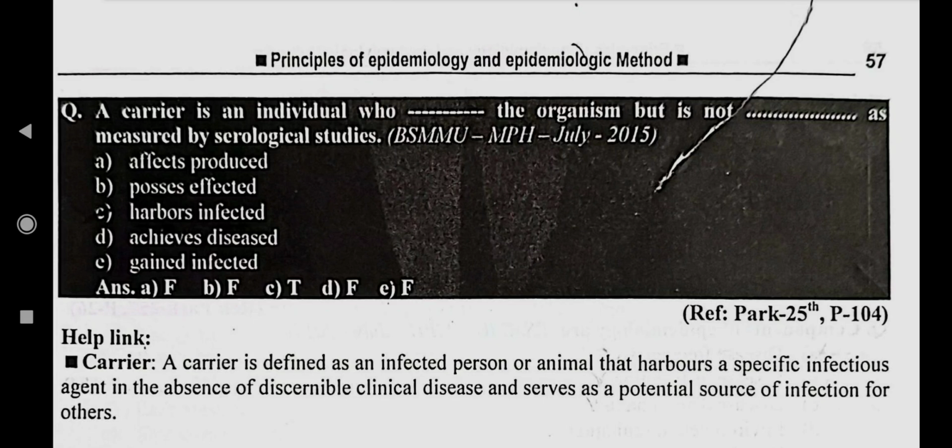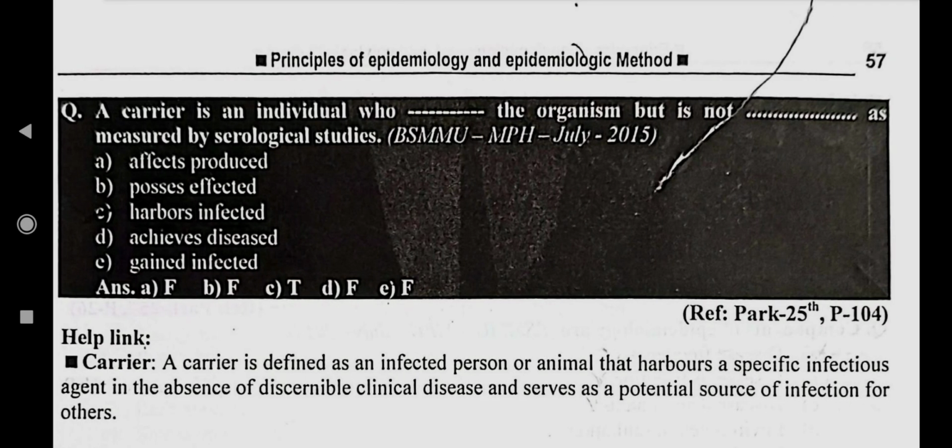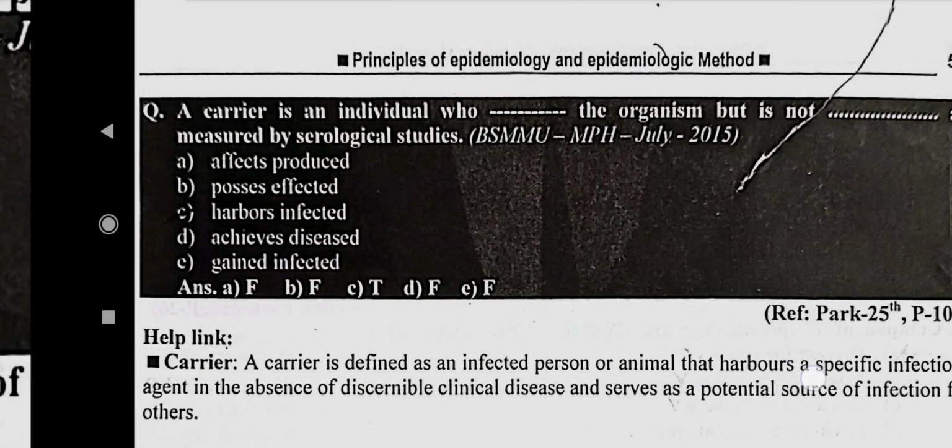A carrier is an individual who harbors the organism but is not infected, as measured by serological studies. False answer: affects, produces, poses, achieves disease. Carrier: a carrier is defined as an infected person or animal that harbors a specific infectious agent in the absence of discernible clinical disease and serves as a potential source of infection for others.